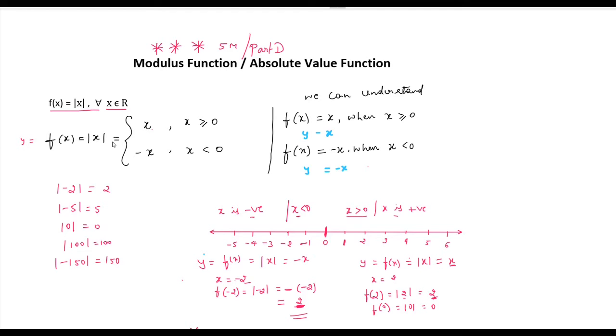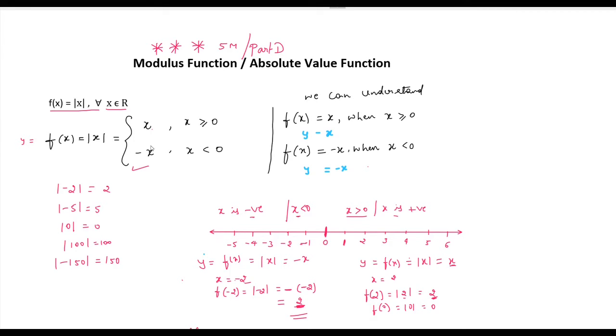Now let us check the definition. Whenever you are asked for 5 marks, you have to write the definition, and this is the definition you have to write. You have to write the graph, domain and range. That much is sufficient for 5 marks for first PU. So the function is y is equal to f of x is equal to modulus of x.